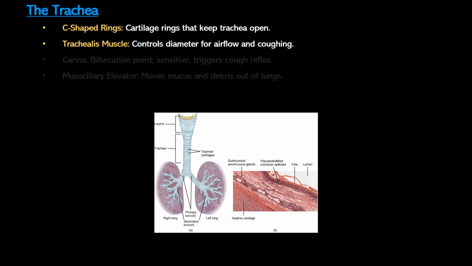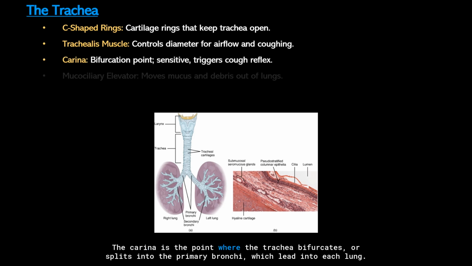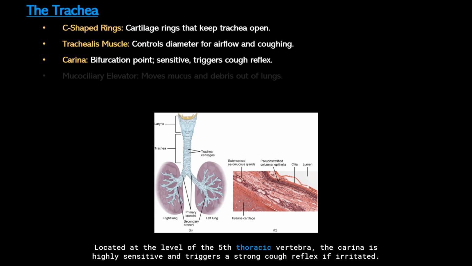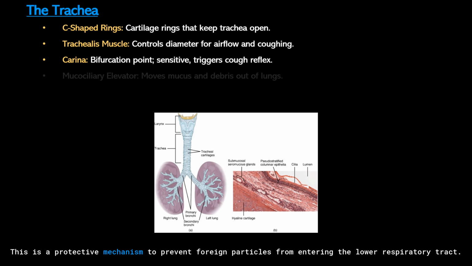The carina is the point where the trachea bifurcates, or splits into the primary bronchi, which lead into each lung. Located at the level of the fifth thoracic vertebra, the carina is highly sensitive and triggers a strong cough reflex if irritated. This is a protective mechanism to prevent foreign particles from entering the lower respiratory tract.